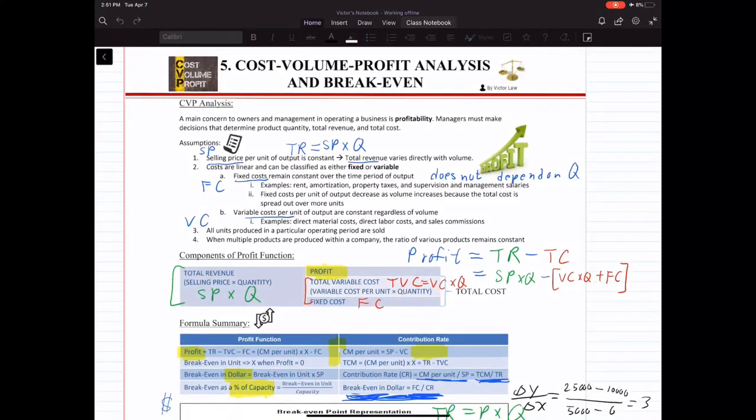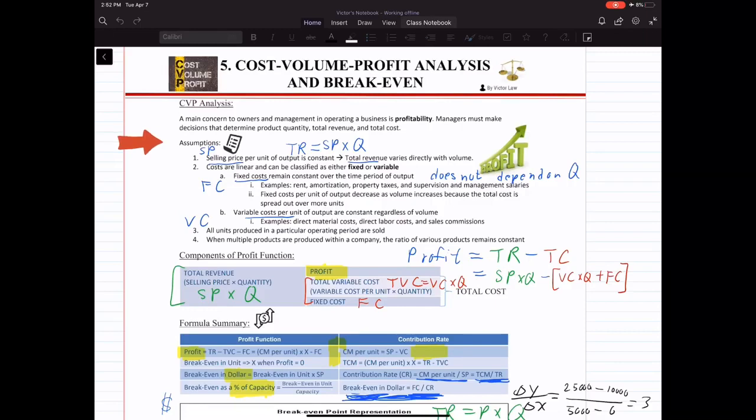Chapter 5, Cost, Volume, Profit Analysis, and Breakeven Points. The reason you're learning this chapter is because in the future, you are going to be business managers, and you need to understand that business exists for a reason, which is to make profit. Therefore, you need to understand the breakdown of profit. You need to understand what impacts profit. So today, that's why we're learning CVP analysis, cost, volume, profit analysis.